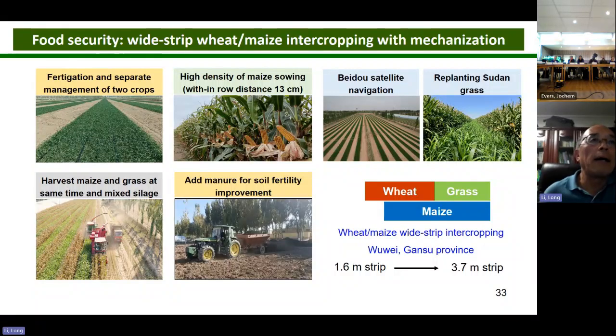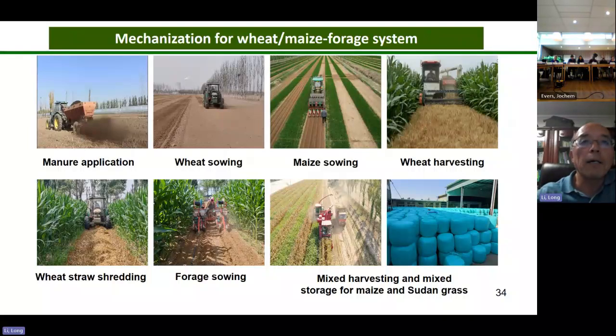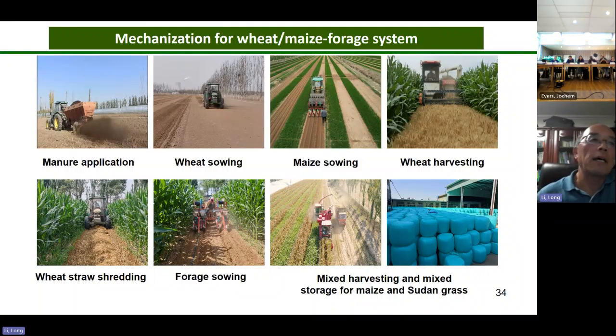That is a Y model. You can see the manure. First one is the manure application. Second one is the wheat sowing by machine. And after wheat emergence, the maize is sown by machine. Also wheat harvest, wheat straw shredding, forage sowing, and mixed harvesting. So all of these operations are done by machinery.